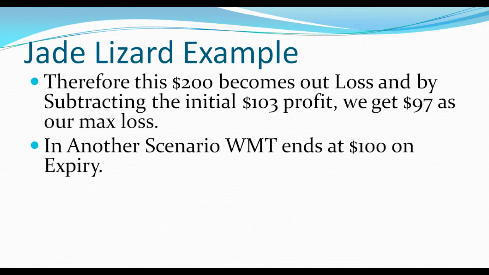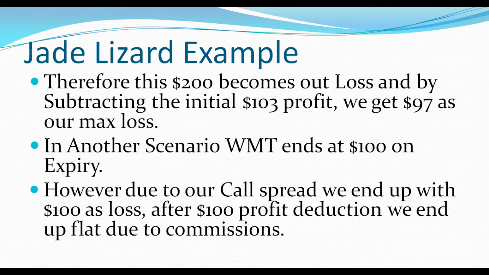Now in another scenario, WMT ends at $100 on expiry. If you remember, our calls were at $95 and $96, so it's far higher. However, due to our call spread, we end up with a $100 loss, and after the $103 profit deduction, we end up flat apart from commissions. So that 96 call that we traded acted as our stop loss and waived off all the losses if the price went above it.